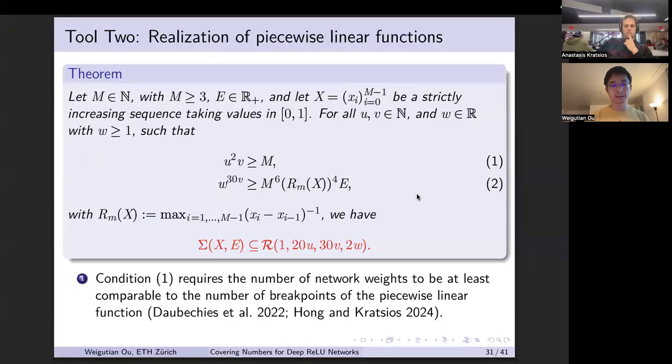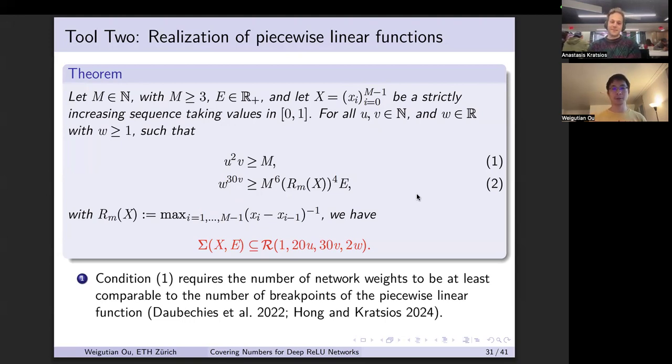Condition 1 means that the number of weights should be at least the number of breakpoints, because you can see that U is the parameter for the width and V is the parameter for the depth, and U squared V will be roughly the number of weights of the network. I mean, this condition was also required in Lipschitz's paper in 2022 and also in your papers in 2024.